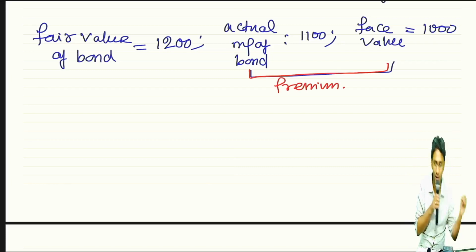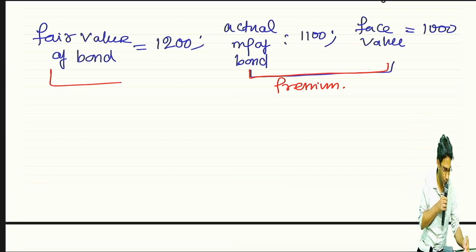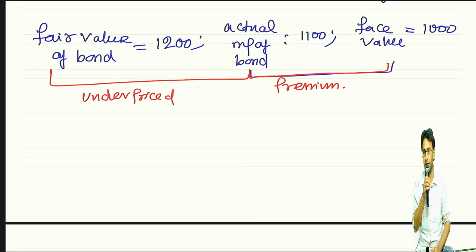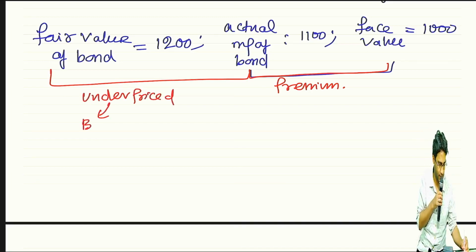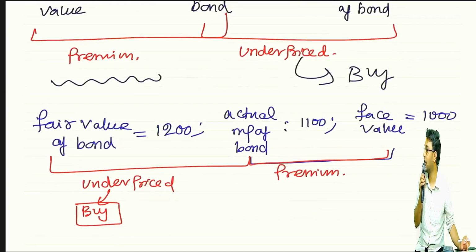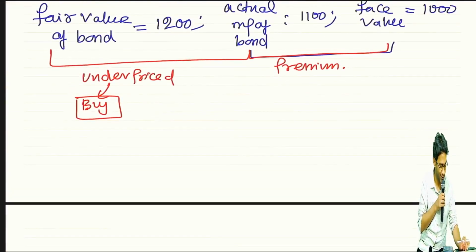Okay, now tell me. Bond is overpriced or underpriced? How did you know? It's worth 1200, and in the market it is cheaply available at 1100. Therefore, the bond is underpriced. Will you buy or not buy? Buy. Above case and this case, both are same, sir. I just changed the place. Anyway, you still gave the correct answer. Let's try something new now.